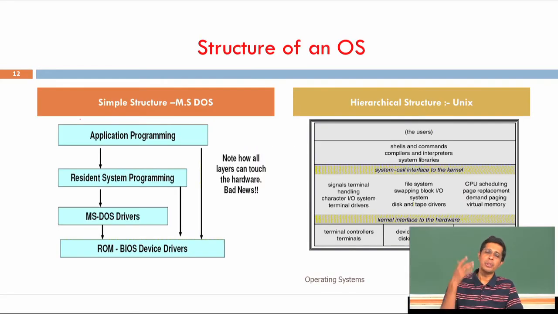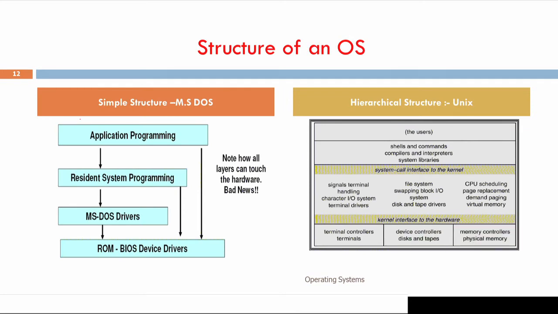Now, if you take some of the old operating systems like MS-DOS, all the levels, namely the application programming and the resident system programming, MS-DOS drivers, everybody directly talks to the device drivers. They actually talk directly. Every layer can touch the hardware, bypassing the intermediate layers, as you see in this particular thing on your left hand side.